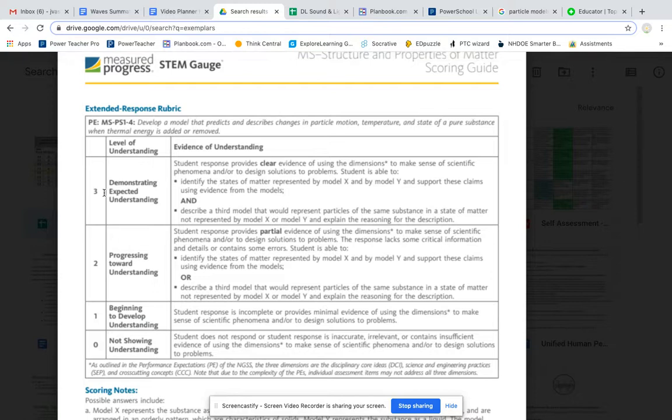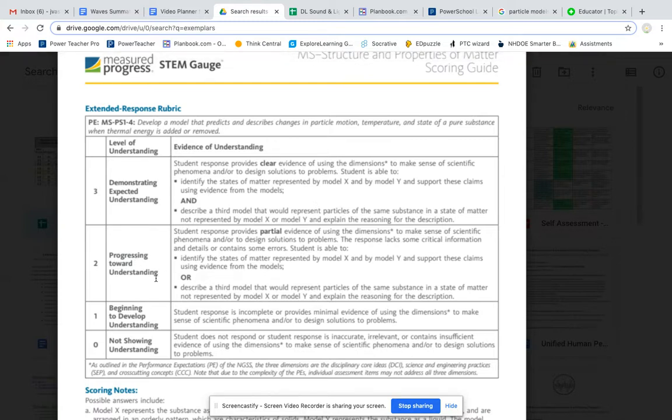So remember, a 3 is the goal, so the evidence of understanding. So I responded and I provided clear evidence of the states of matter, and I supported the claims with evidence, and I described a third model and what it would look like. So that would be the 3.